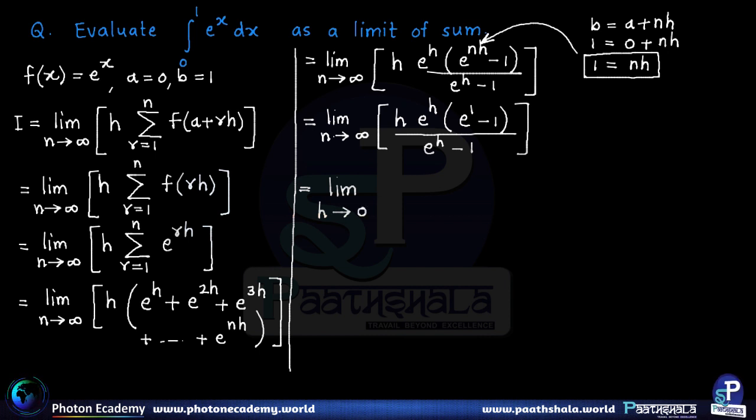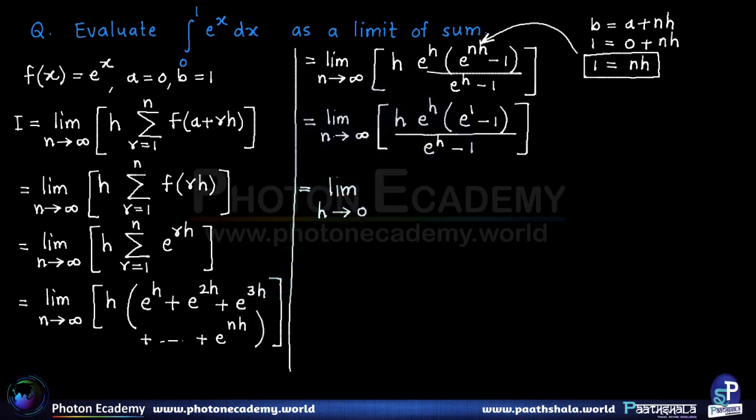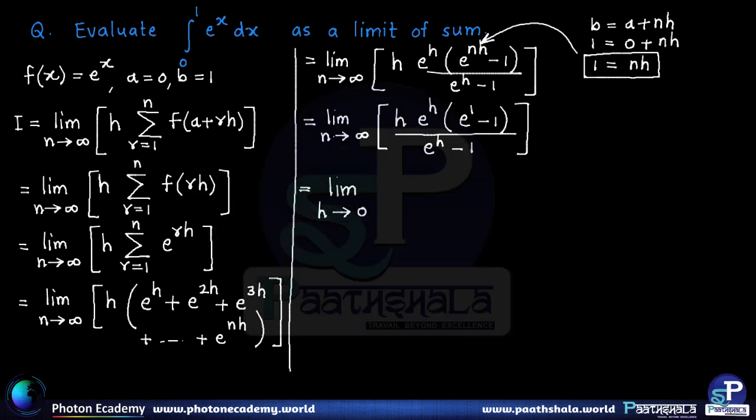Because if you recollect the original process of finding out this limit as a sum, as the number of rectangles increase, that is n increases and tends to infinity, the h, which is nothing but the width of each rectangle, that must eventually tend to 0. So therefore limit as n tends to infinity is effectively same as limit as h tends to 0. Okay.